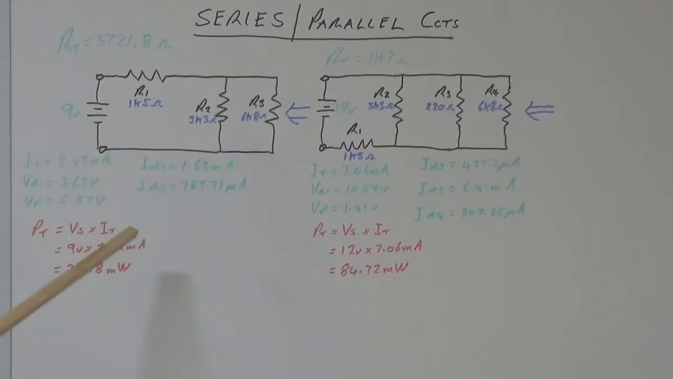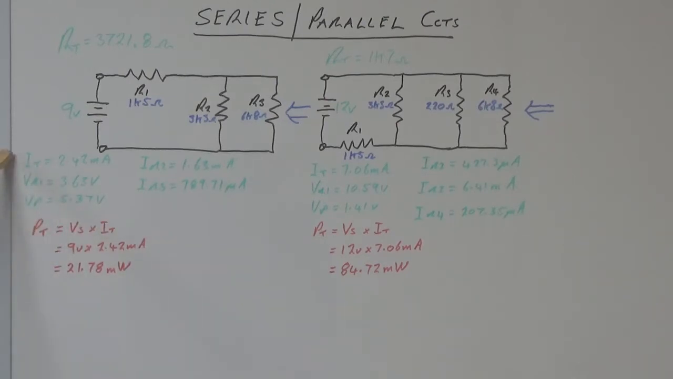So just moving on, what we've done here is we've just written down the values that we had before. You can see here we've got a total current, and we've got our voltage drop across R1, and we've got the voltage drop across the parallel combination. We've also written down the current flowing through R2 and the current flowing through R3 of the parallel combination.